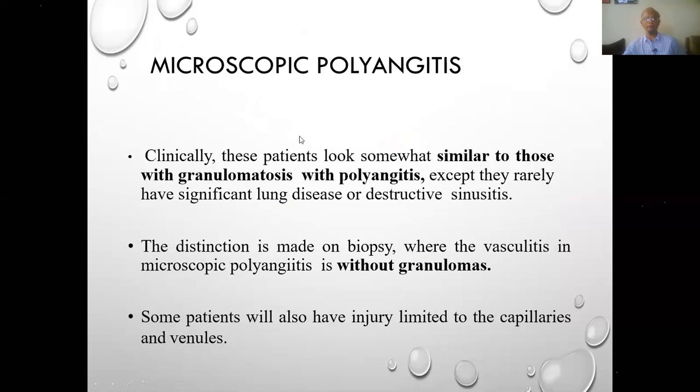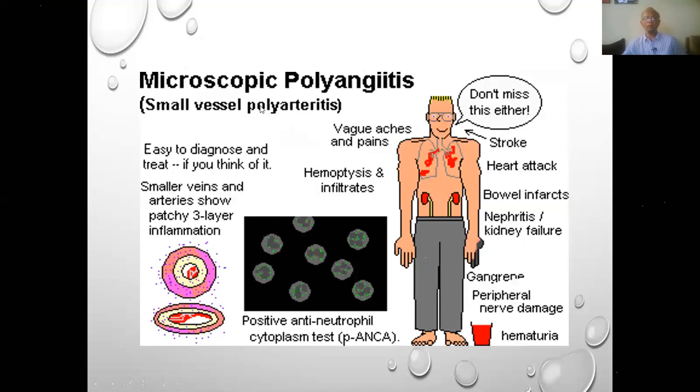So this is a very severe condition. In case of microscopic polyangiitis, clinically this patient looks sometimes similar to those with granulomatosis with polyangiitis, except they rarely have significant lung disease or destructive sinusitis. You can also get this destructive sinusitis and lung disease in Wegener's granulomatosis. The distinction is made on biopsy where the vasculitis in microscopic polyangiitis is without granuloma. Some patients will also have injury limited to the capillaries and venules. So, microscopic polyangiitis is easy to diagnose and treat if you think of it. So, a high degree of suspicion is important.